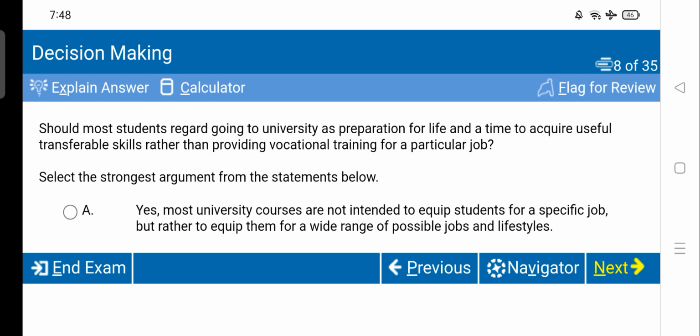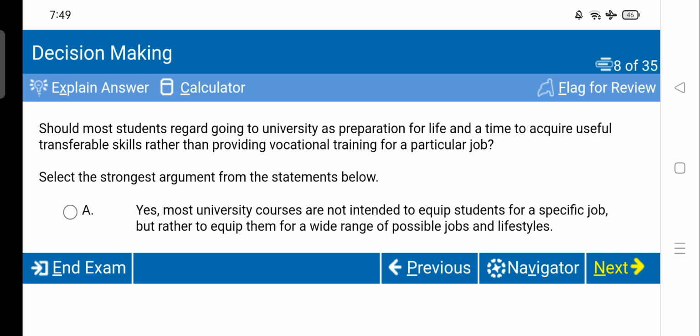Should most students regard going to university as a preparation for life and a time to acquire useful, transferable skills rather than providing vocational training for a particular job? Select the strongest argument from the statements below.